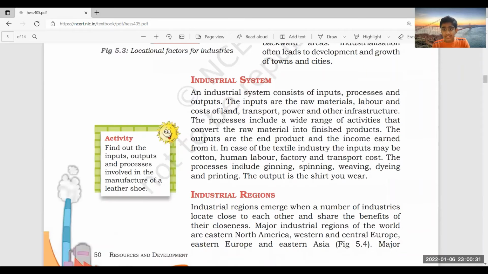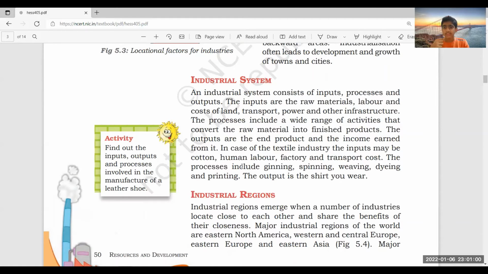Now, industrial system. The main thing is the processes: input, processes, and output. Inputs are raw materials, which come from the primary sector. Processes happen in the secondary sector. Outputs, rendering service, are in the tertiary sector. Processes relate to a term known as industrial system, where we convert raw materials into finished products. Like, now we make cloth, we take cotton.